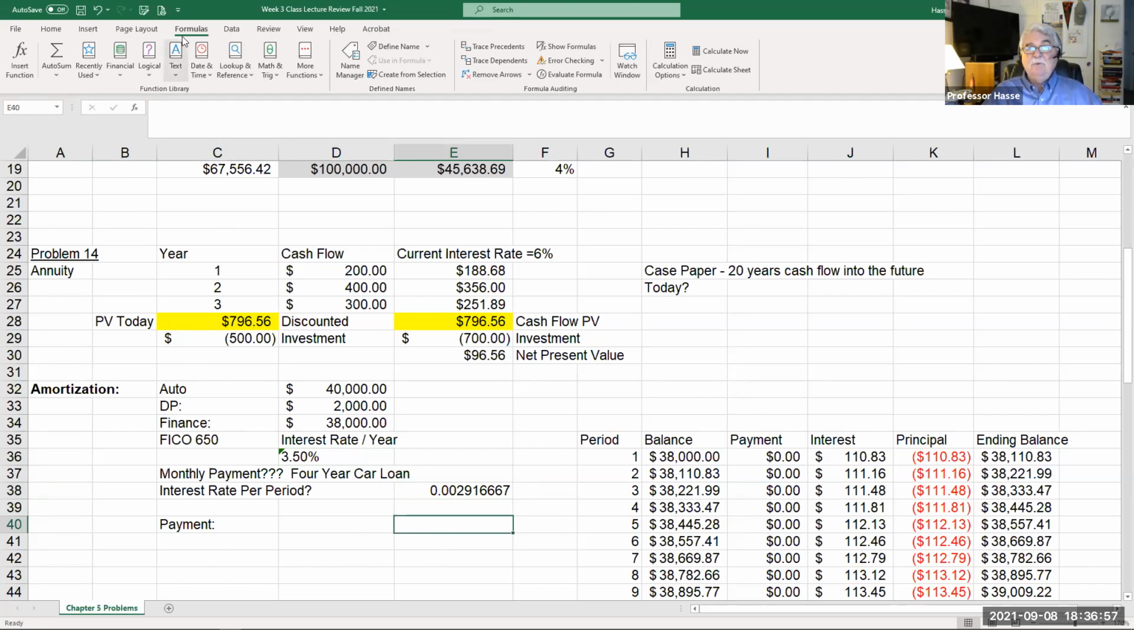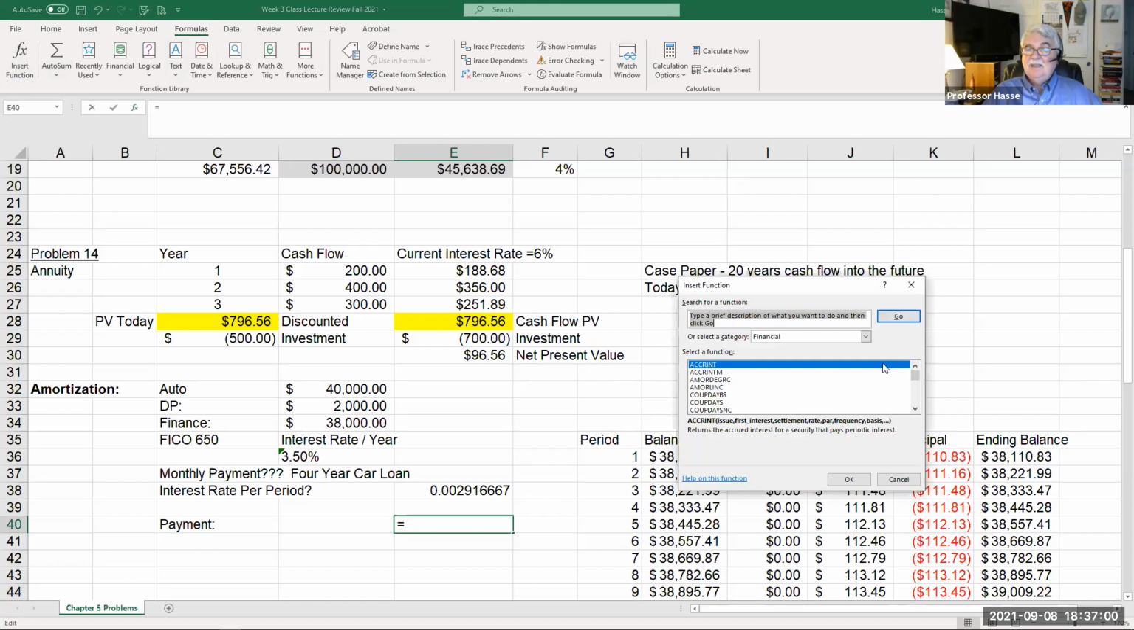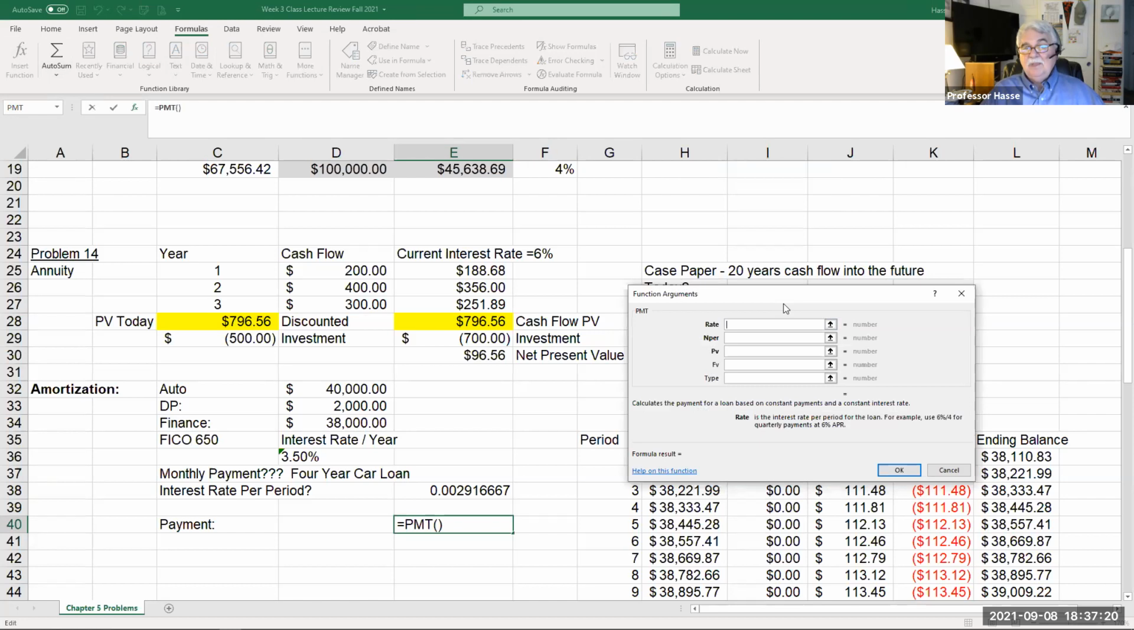Formula, function, financial, and now you want to look for the function PMT, payment. There it is right there. You're going to calculate your car loan. I hit OK, and it asks, what's the interest rate per period? Well, it's 0.00291667. That's 3.5% divided by 12 months because I'm making monthly payments. How many periods is this for? Well, it's 4 years, 12 payments a year. That's 48 payments.